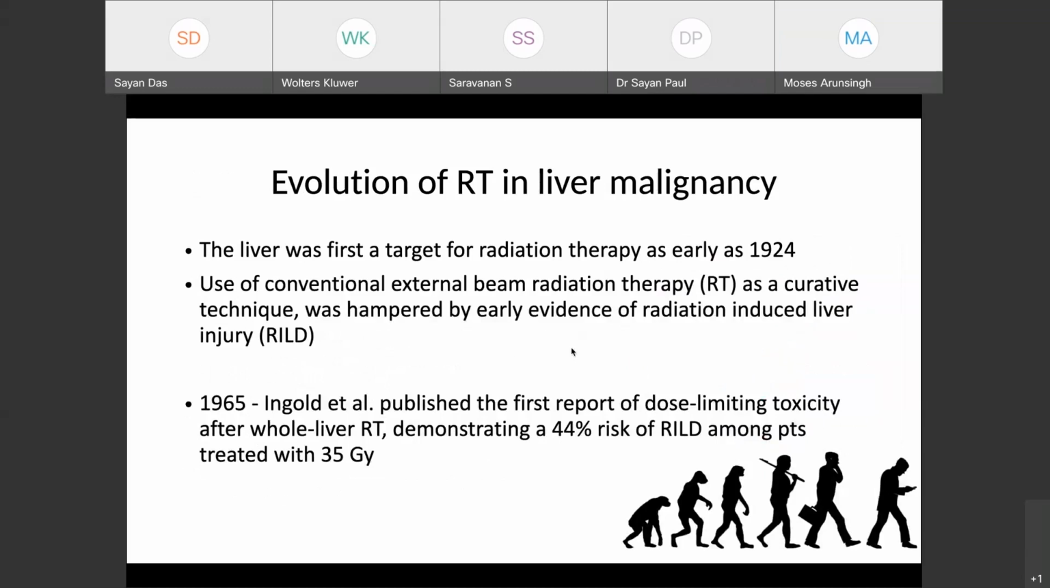How radiotherapy has evolved in liver malignancies is something that one must have a look at. Even in the earlier days, in the 1920s, the liver was a target for radiation therapy, but it was found that the use of conventional radiotherapy was causing too much toxicity, what was known as radiation-induced liver injury or liver dysfunction. In 1965, the first published report said that the dose limiting toxicity after whole liver radiotherapy was around 35 gray. Later reports suggest this dose should not be more than 30 grays if you want to avoid a high risk of RILD.